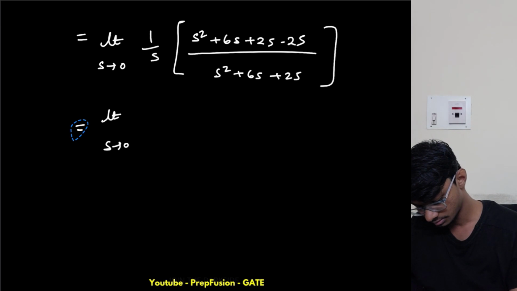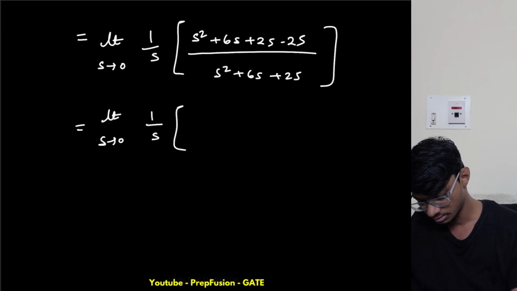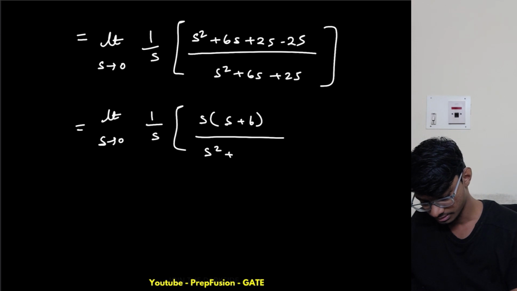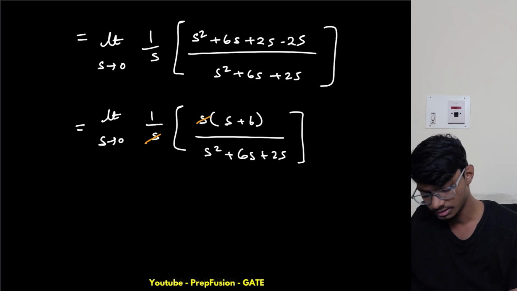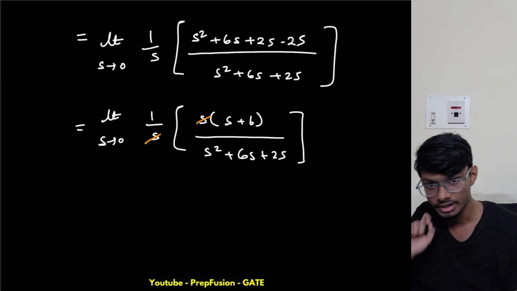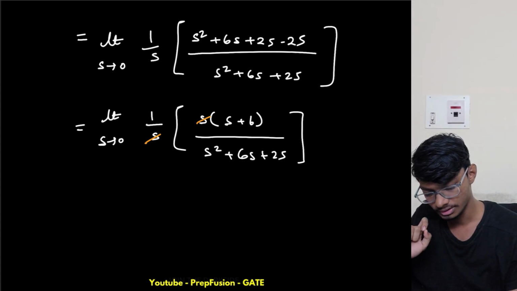1 over s over here, and this is s into s plus 6 divided by s square plus 6s plus 25. So what is this? This s will get cancelled, and this will be s plus 6. Now I can put s equal to 0.